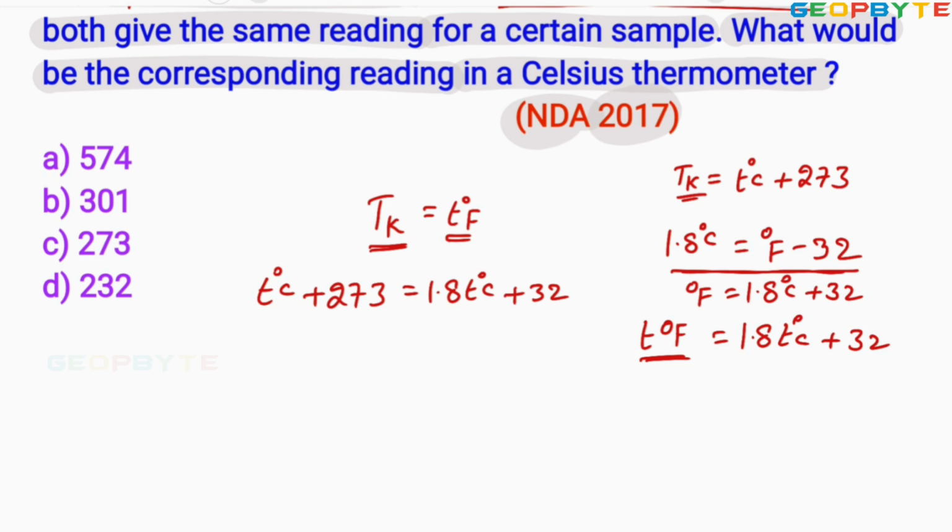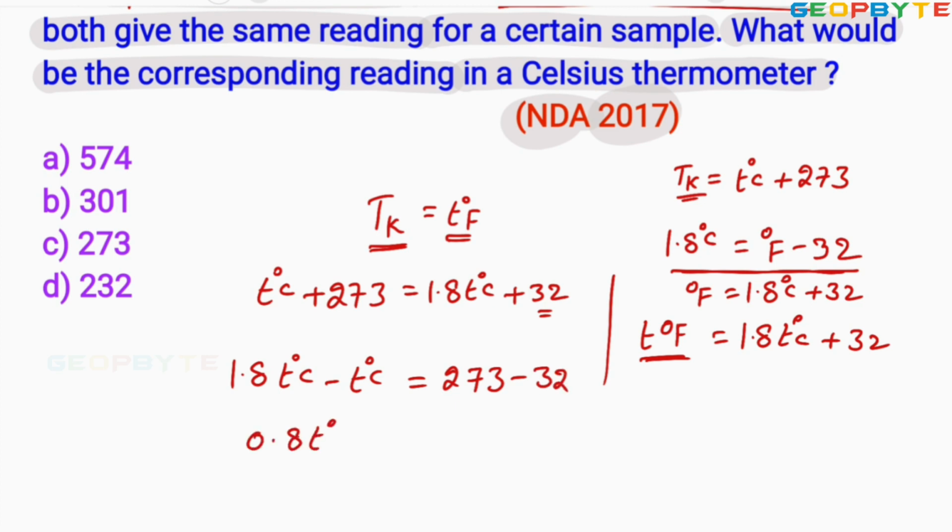You simplify this value for getting the corresponding temperature in degree centigrade. From this I can write 1.8 times the thermometer reading in degree centigrade minus thermometer reading in degree centigrade is equal to 273 minus 32. So 0.8 times the thermometer reading in degree centigrade equals 273 minus 32.